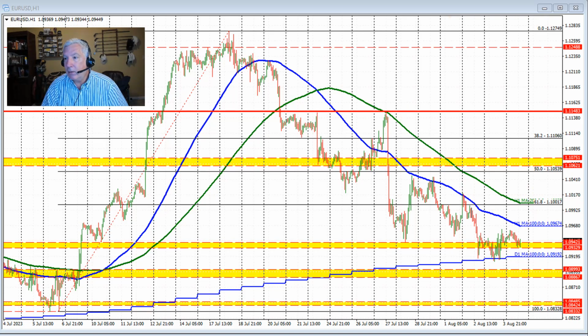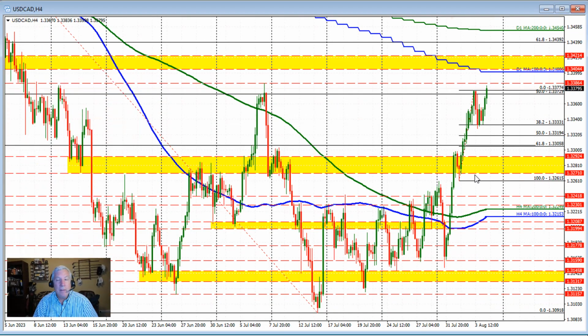Finally, I want to take a look at the dollar versus Canada. Why? Because we do have the Canadian jobs report, with expectations of an employment change of 21.1 versus 59.9 last month. The price on this 4-hour chart is trading to a new high here, so a weaker Canadian dollar, higher US dollar.